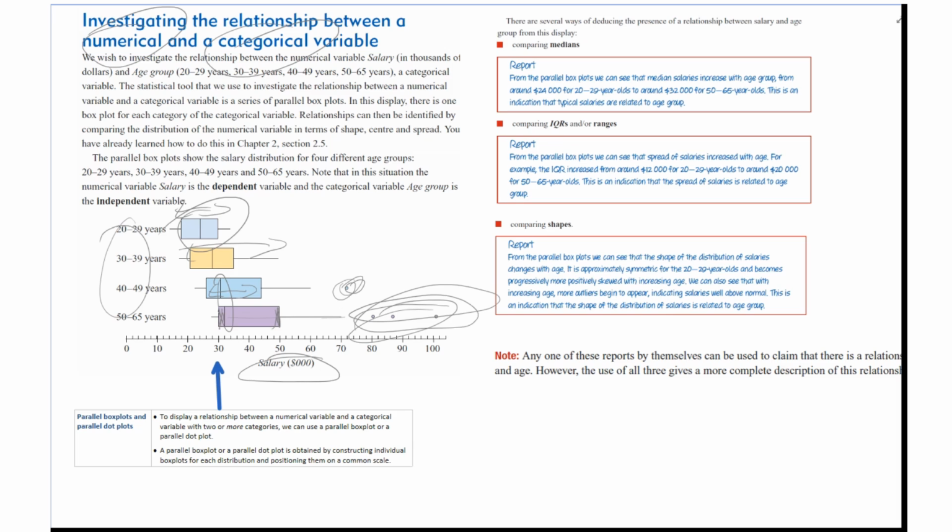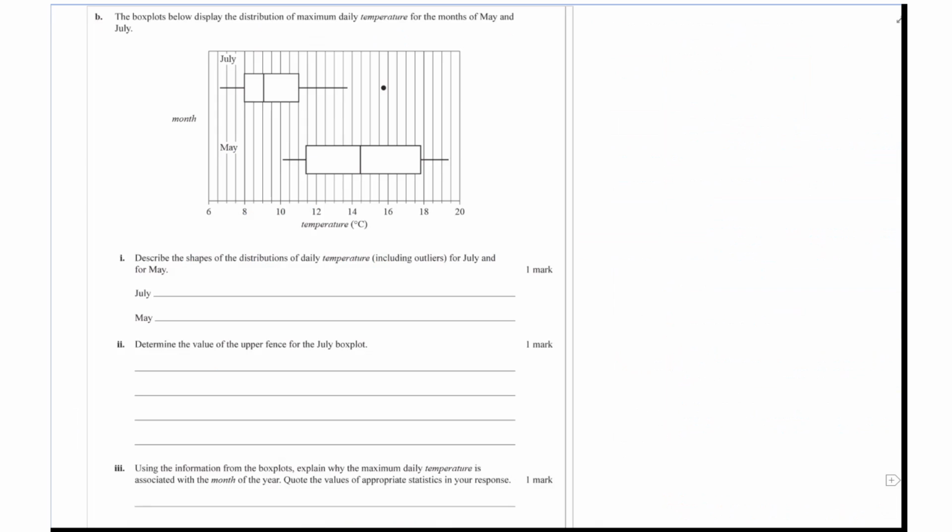So that's the theory done. What I wanted to show you here is an exam style question, which uses these box plots. You're comparing two box plots and answering some questions. Here's the question. It says, the box plots below display the distribution of maximum daily temperatures for the months of May and July.